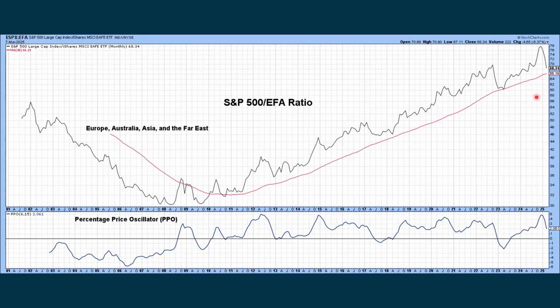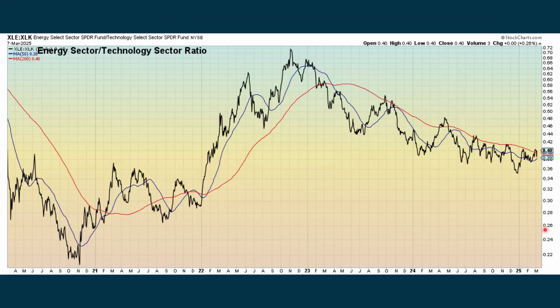And then we look at another measure here. This is longer term, a monthly chart of stocks in Europe, Australia, Asia, and the Far East, and then compare them to US stocks. Coming down lately, but we're still above this long-term moving average. We're also seeing the momentum oscillator declining. This is showing that US stocks are under pressure right now.